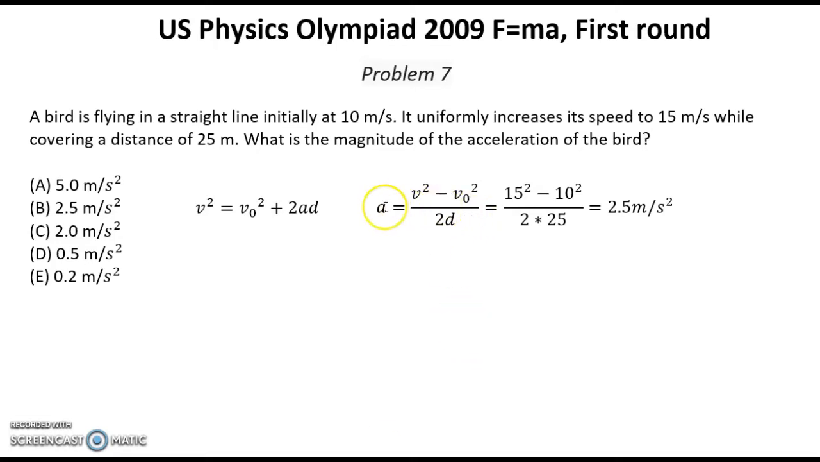Here we have a formula for acceleration, and after we put in the numbers, we have acceleration equal to 2.5 meters per second squared.